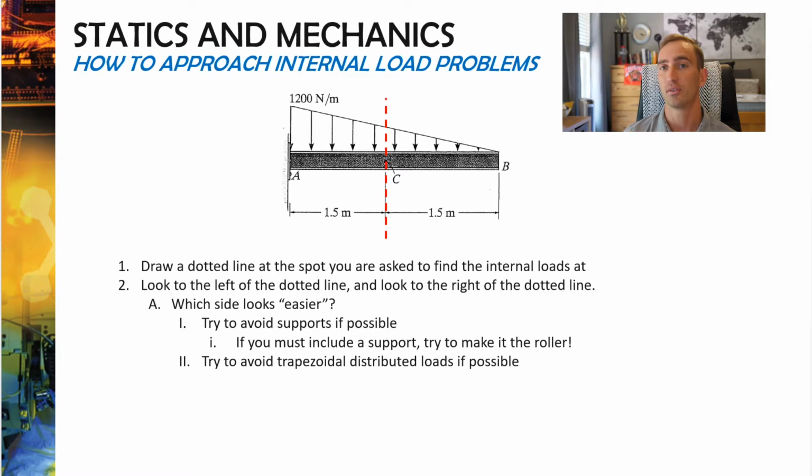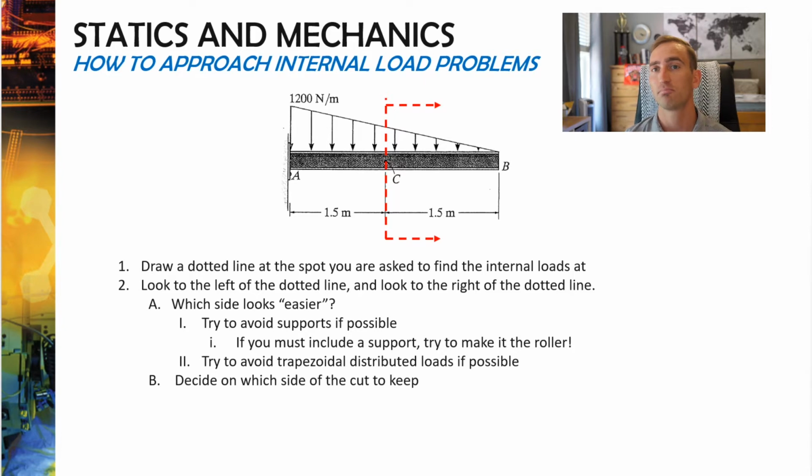There's more steps that you have to do. So after you think through all those things right there, part 2, A, and whatnot, you decide which side you want to keep. Now for this question here, you definitely want to look to the right, because if you look to the left, you see a support. That's tricky. If you look to the left in this question, you also see a trapezoidal distributed load. That's also tricky. So this question here, you look to the right because there's no supports and there's no trapezoidal distributed load. Now these rules are not always true, but I'd say a good majority of the time, those two rules will be true and will help you solve the problem as quickly and efficiently as possible.